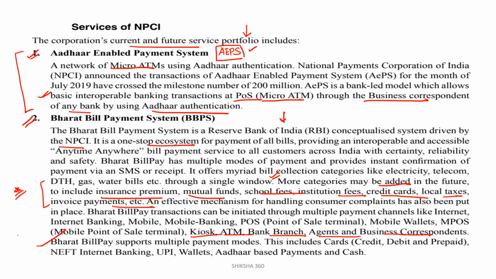Bharat Bill Pay further supports multiple payment modes. This includes cards, that is credit card, debit card, and prepaid, NEFT, internet banking, UPI, wallets, Aadhaar based payments, and cash. All are to be included under these.